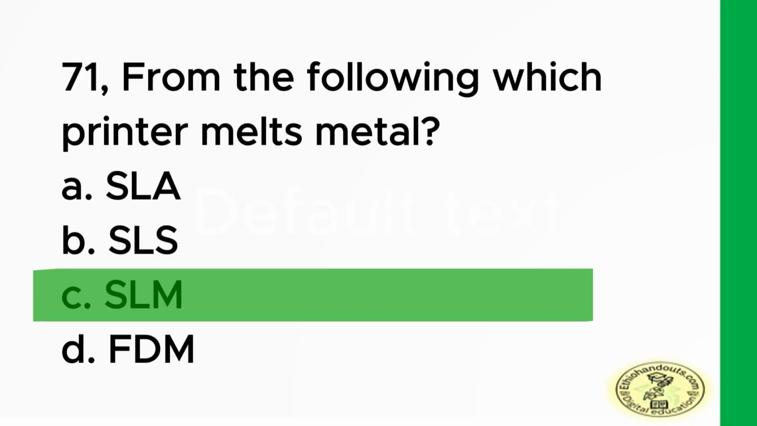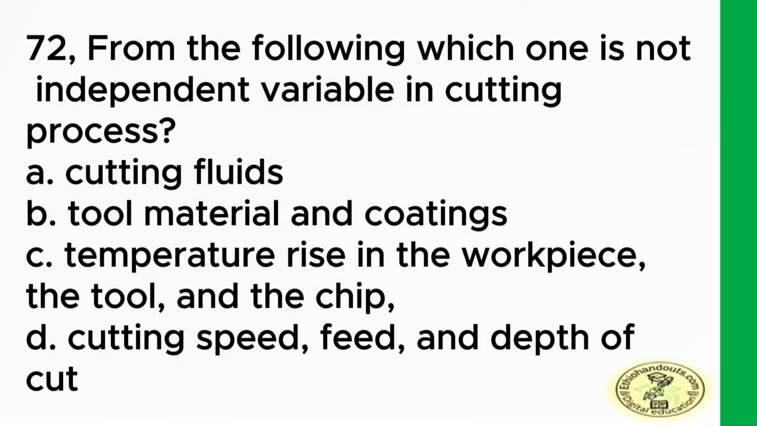The correct answer is C. SLM. 72. From the following which one is not independent variable in cutting process? A. Cutting fluids, B. Tool material and coatings, C. Temperature rise in the workpiece, the tool, and the chip, D. Cutting speed, feed, and depth of cut.